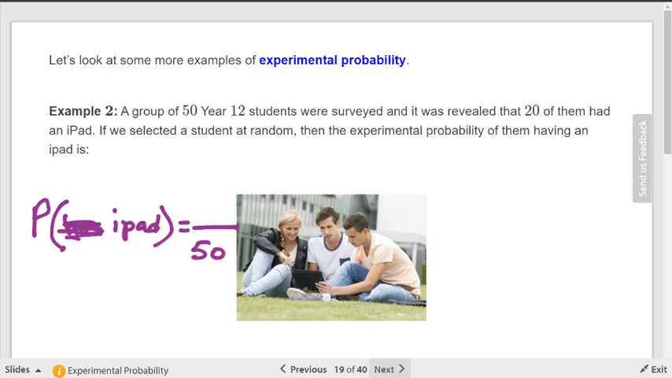All right, Bo. Then I need another number. The top number represents the number of successes. In this case, the number of people who actually had iPads. How many was that in this case? 20. So that's going to be my numerator, my top number. All right? It's good? Okay.